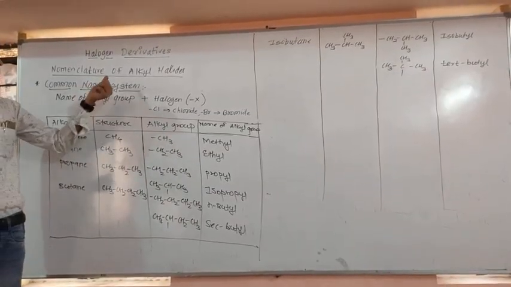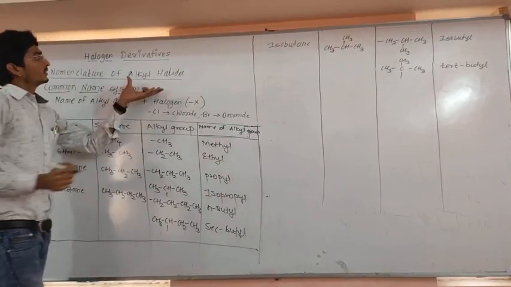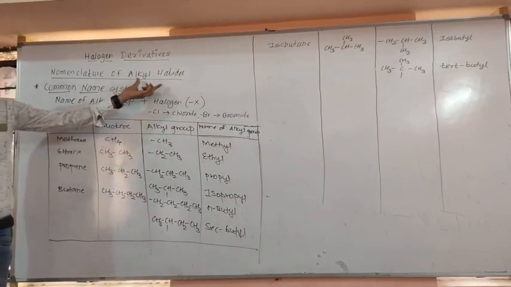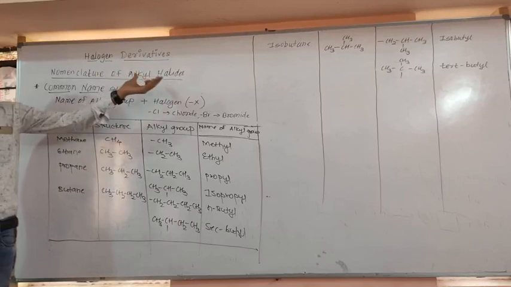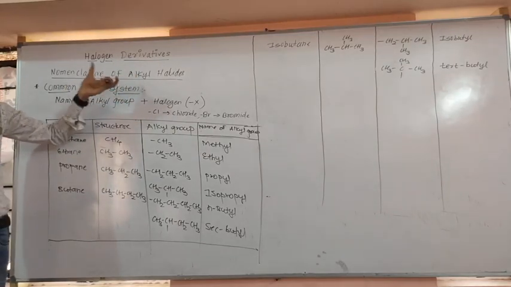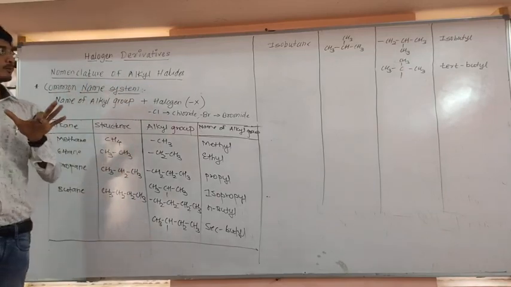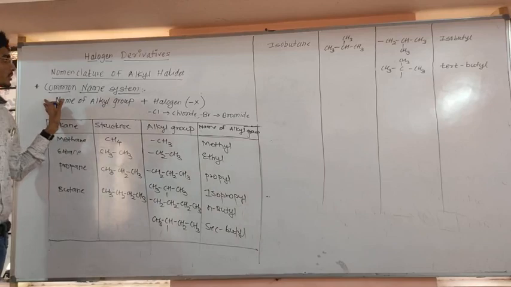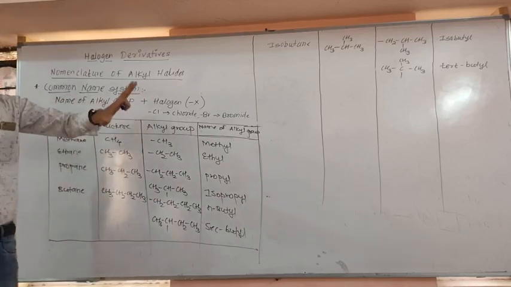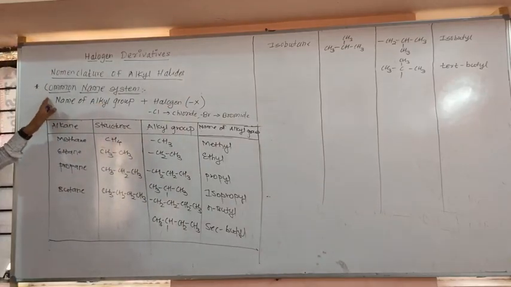The next part is the nomenclature of alkyl halides. Basically in this chapter we will study only the alkyl halides and haloarenes, that is the halogen derivatives of alkyl. So the first part is the alkyl halide, the nomenclature of alkyl halides. There are 2 types of nomenclature system. One is the common name system, and the second one is the IUPAC nomenclature system. First we will study the common name system.